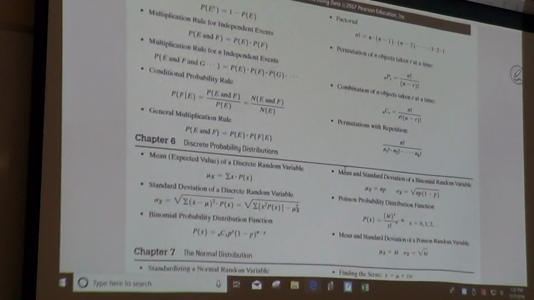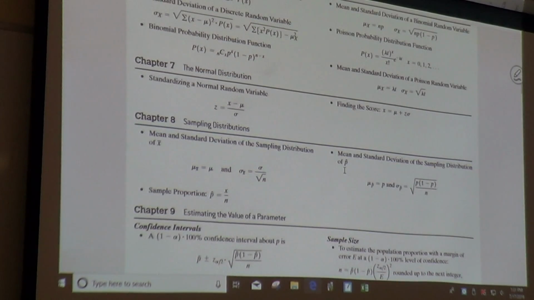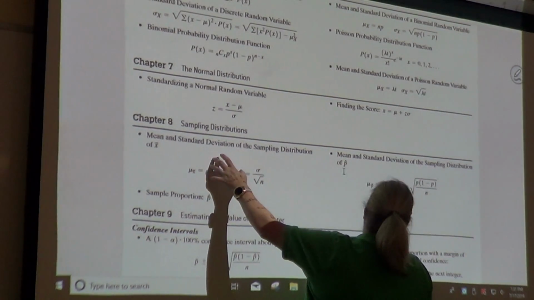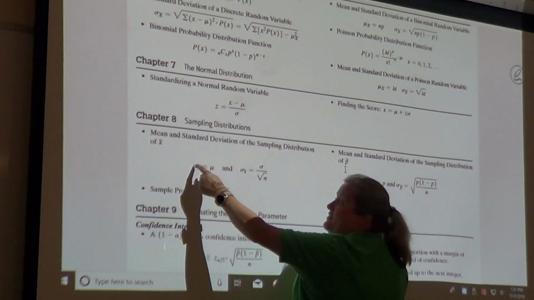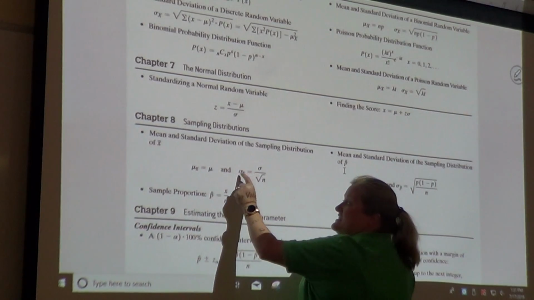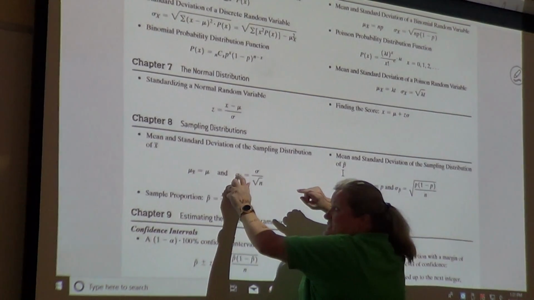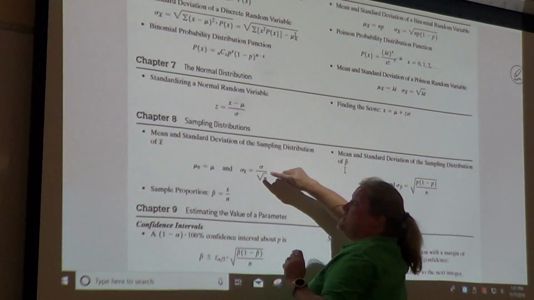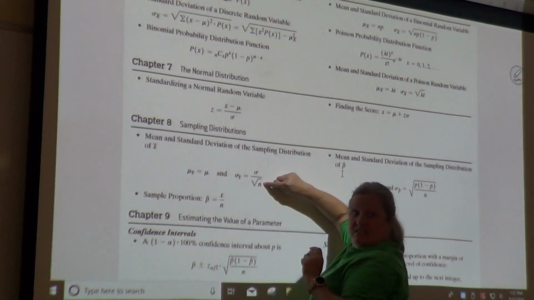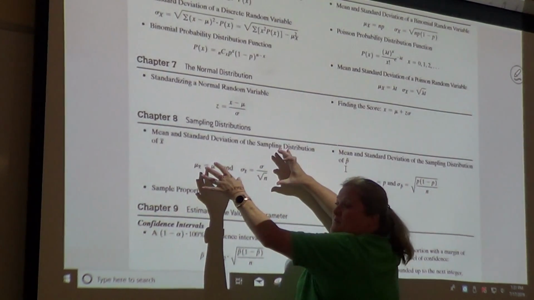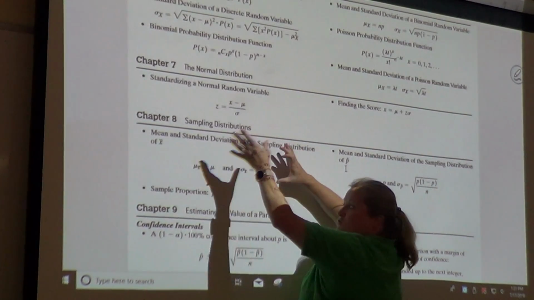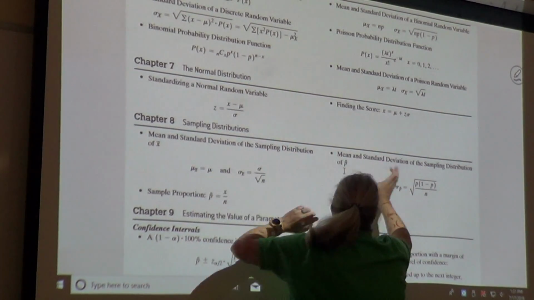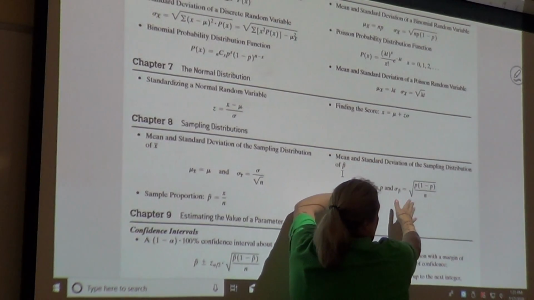And then in chapter 8, this is like that second type of problem. The mean is the mean. The new standard deviation is the old standard deviation divided by the square root of the size of the group. So this is the type of problem when it says sample size of 36, sample size of 100. That's this type of problem. This is the P problem.